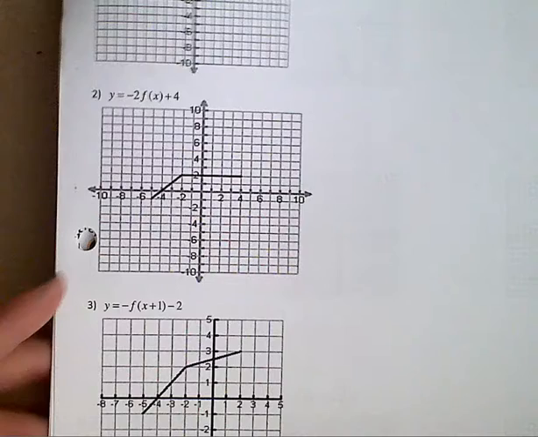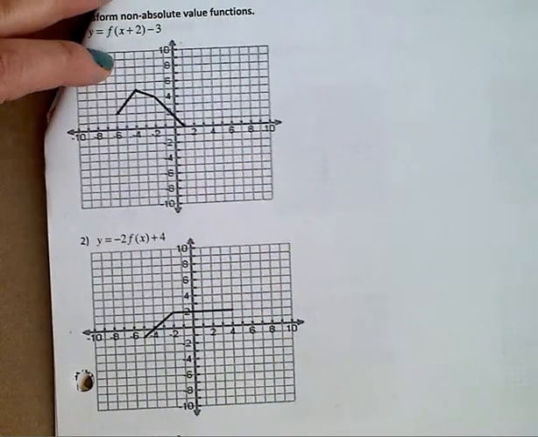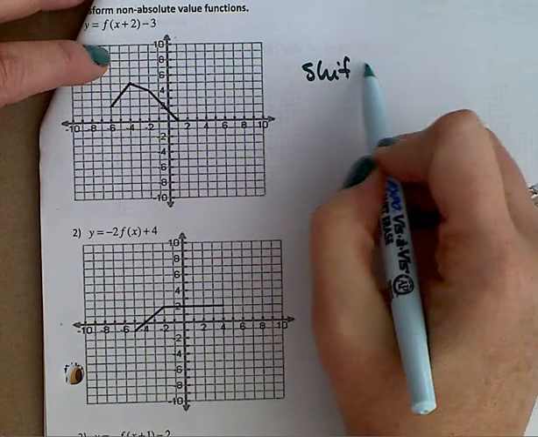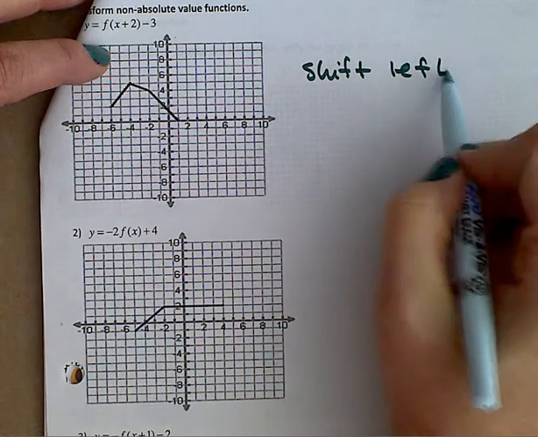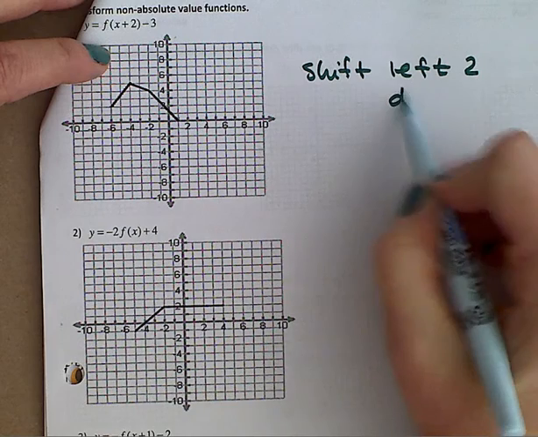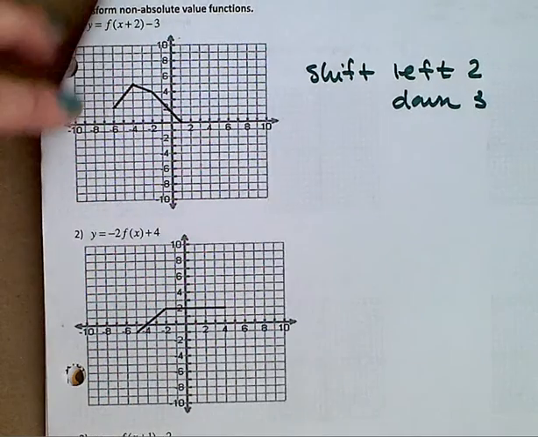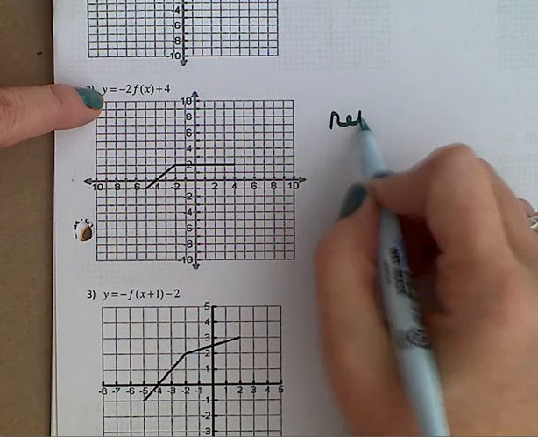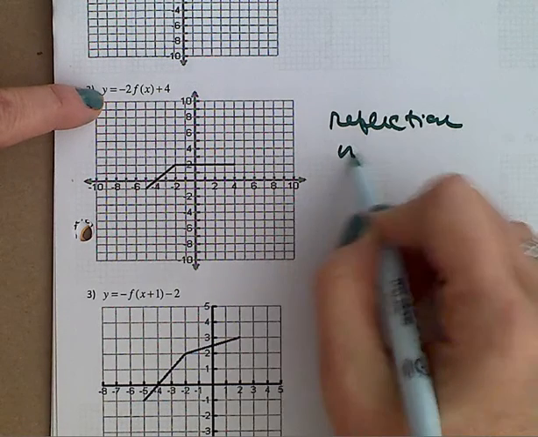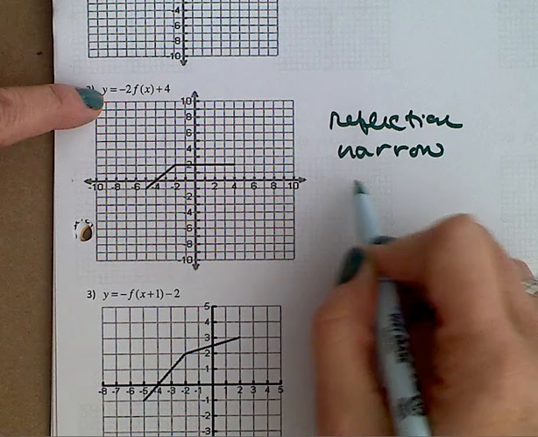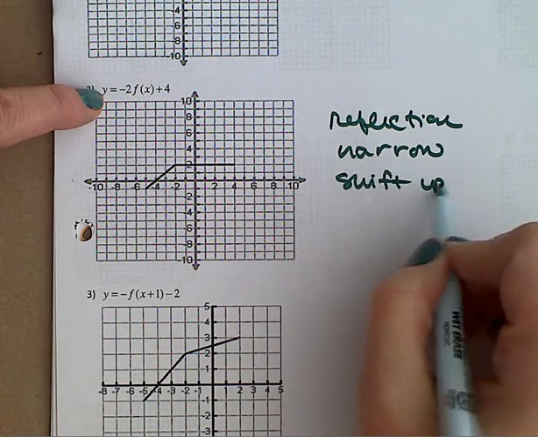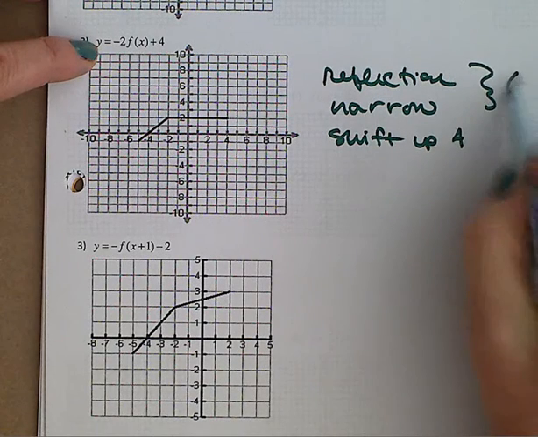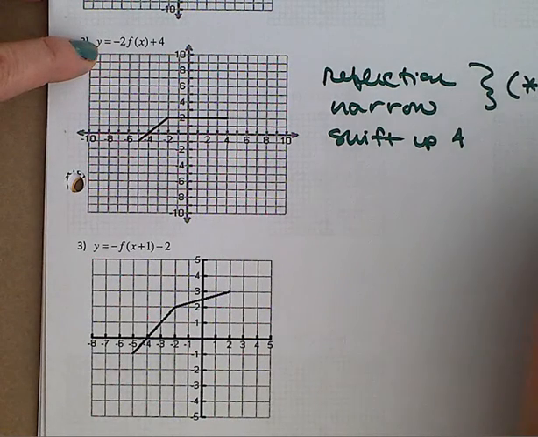This is in class when I would have the U tribe be here, but in general this will be a shift left 2 and down 3. This will be a reflection, a narrowing, and a shift up 4. And all this too can both be accomplished by multiplying by negative 2 and then adding 4.